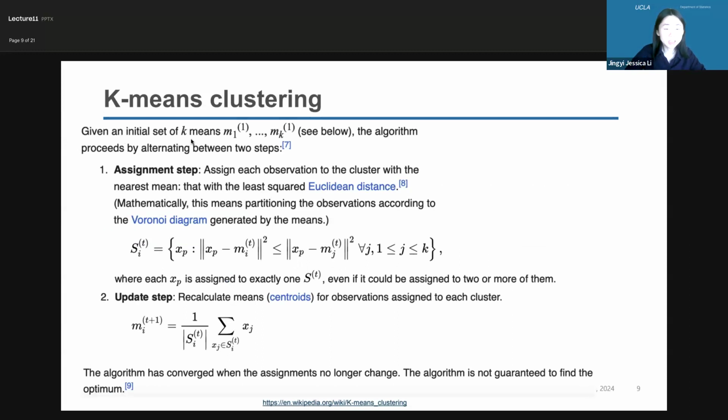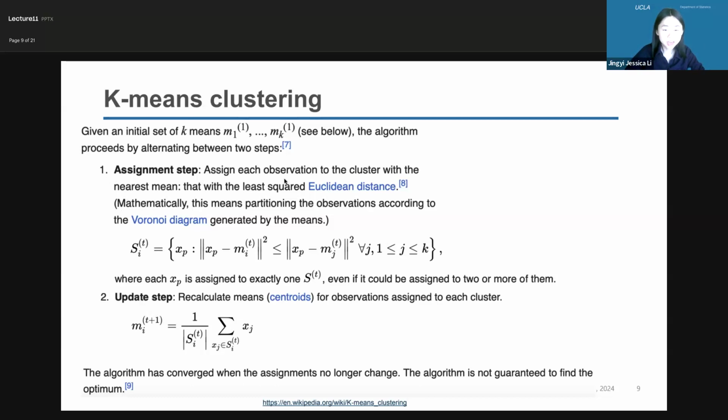So given the initial set of K means, we denote them by M1 to MK for the K clusters. So K is the cluster index, and we put a superscript 1 for the initialization. That's the first set of centers. Please note that they should be of the same dimensions as your data points. If your observations are p-dimensional, then M1 to MK are also p-dimensional vectors. The algorithm proceeds by alternating between two steps: the assignment step and the update step.